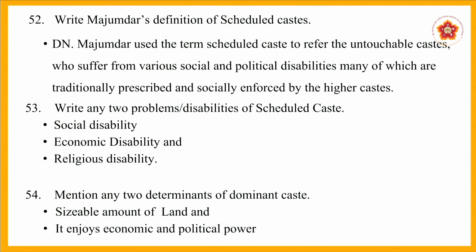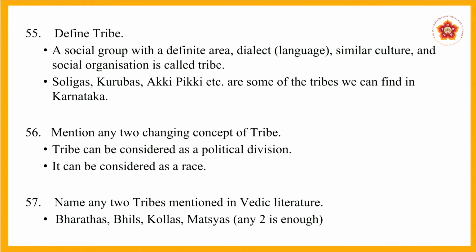Next question, mention any 2 determinants of dominant caste. So, you can mention these: sizable amount of land and that it enjoys economic and political power. Please explain this. Sizable amount of land meaning that they have a good amount of land with them. So, they may be called a dominant caste of that area, and it enjoys economic and political power also. Define tribe. So, a social group with a definite area, dialect, similar culture and social organization is called a tribe. So, again some examples are given here: Soligas, Kurumbas, Akkipiki, etc. are some of the tribes that are found in Karnataka.